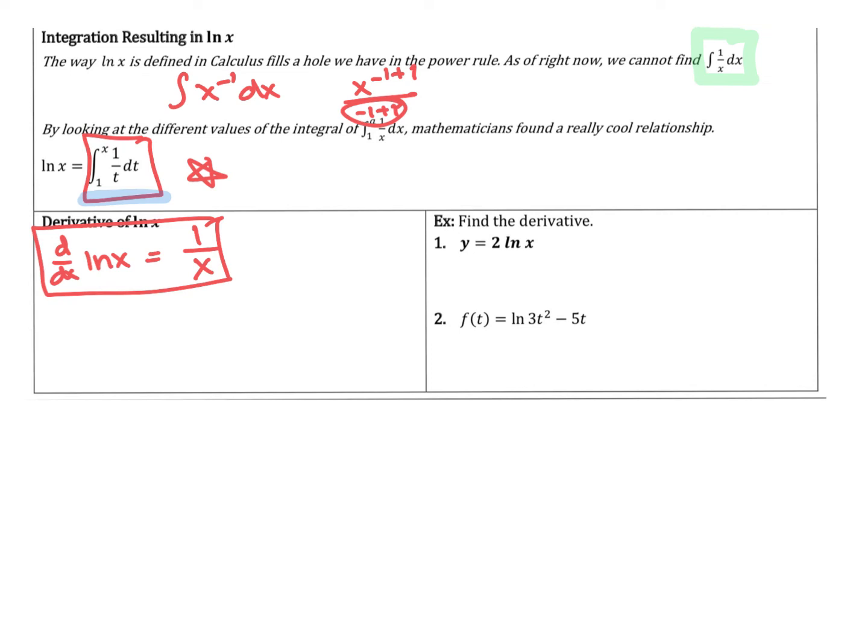So if I take the derivative of 2 times natural log of x, that's going to be 2 times the derivative of natural log, which is 1 over x, which is just going to be 2 over x.